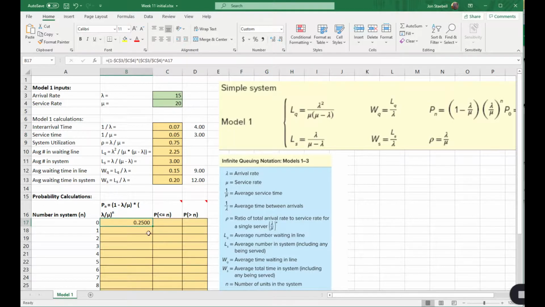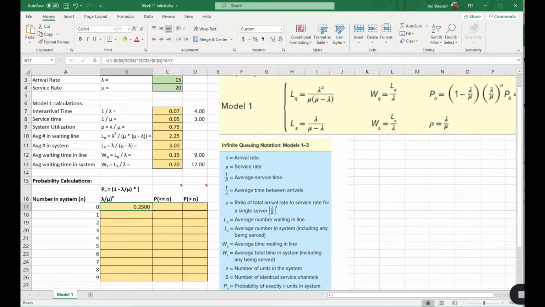That amount stayed the same, but by adding the $ now I can drag this formula down, and you can see my probability of 1 customer being in the system is 18.75%, 2 customers 14.06%, about 10.5% of 3 customers in the system. Keep in mind this probability that there's 3 customers in the system, that would be 1 customer being processed, 2 standing in line, is 10.55%. That's the probability of exactly 3 customers in line.